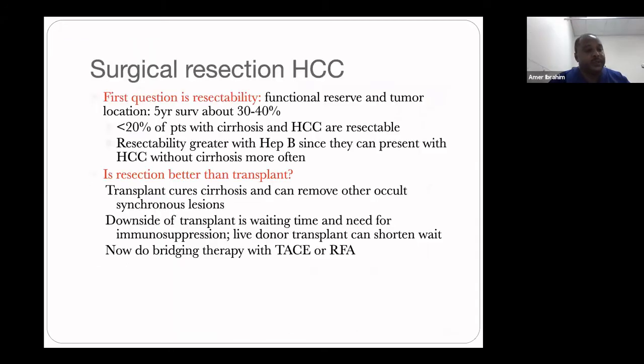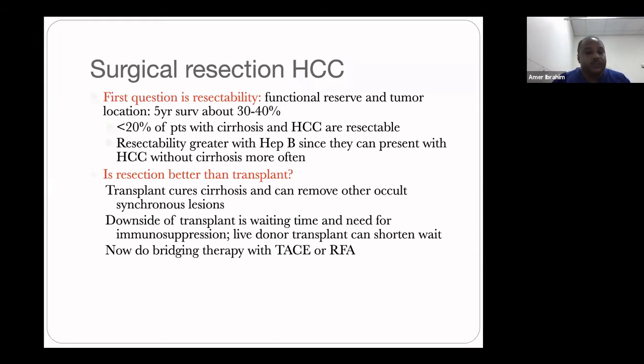So regarding surgical resection, when you are going to attempt surgical resection for HCC, there are 2 very important questions. The first one is the resectability: how much you are going to resect and how much you are going to leave. There is a rule in the resection: the functional reserve of the liver after the resection shouldn't be less than 20% with a normal liver, not less than 30% with a steatotic liver, and not less than 40% with a cirrhotic liver. Why? Because this patient will end up with decompensation and liver failure.